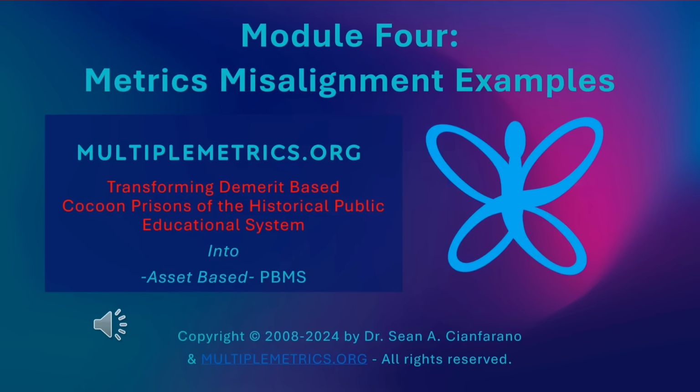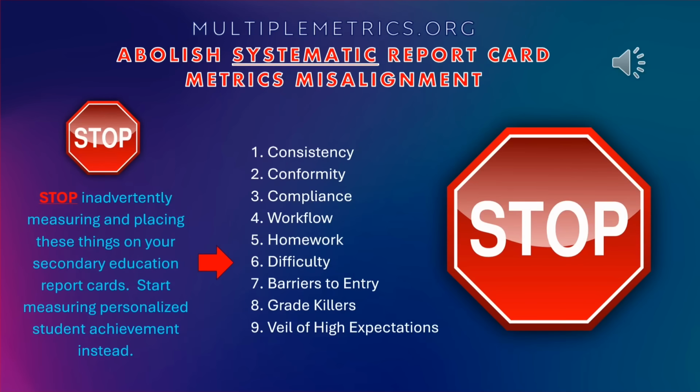So the only point of this is that if you want to collect evidence of personalized student achievement, the main thing to grasp is do not count any metrics misalignments and make sure you're not doing that. And if you use the personalized butterfly metric system and you follow that to the T, you will not be. You'll just be collecting assets, personalized student achievement assets. So keep that in mind. Here are 9 metrics misalignments, but there are thousands of them, and there's no way to stop them unless you use the personalized butterfly metric system.